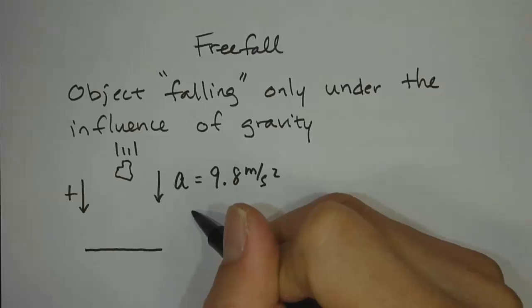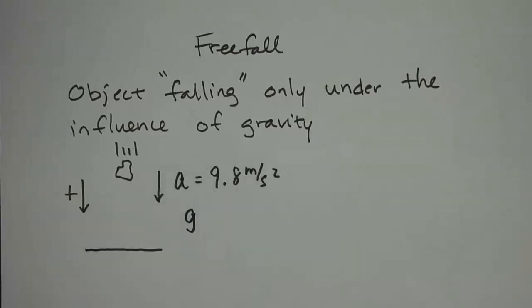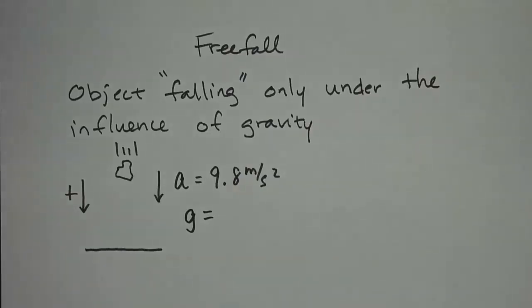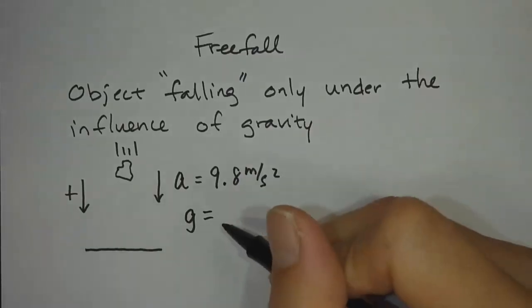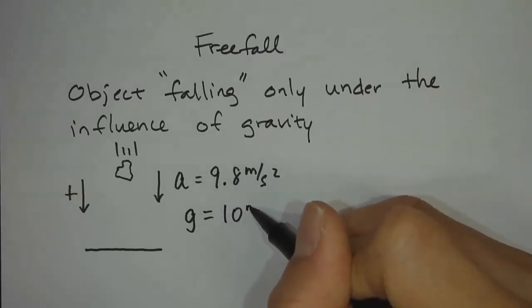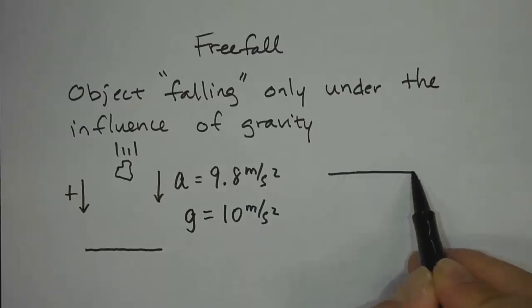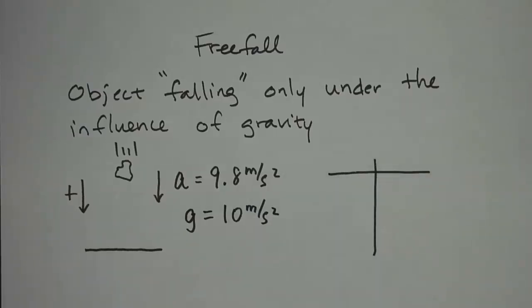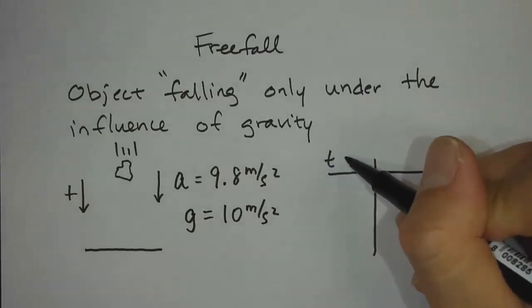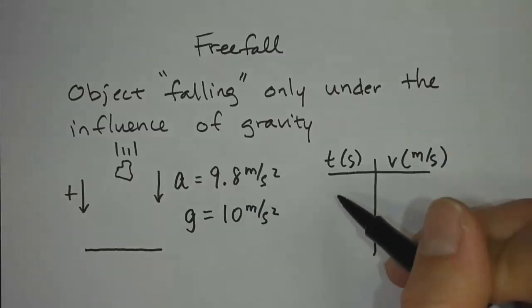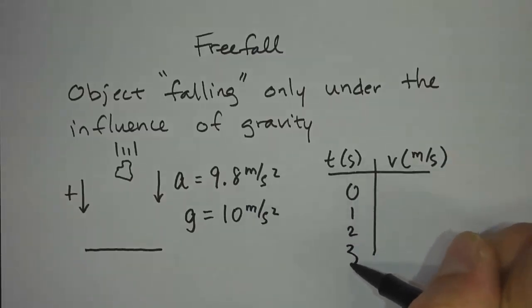Now this is a very special number, so we will often use the symbol g to refer to it. To make it easier to think about conceptually, sometimes we'll round this to 10 meters per second squared. So let's create a data table here for this object falling. We have time in seconds and velocity in meters per second, and we're going to go up to 3 seconds.